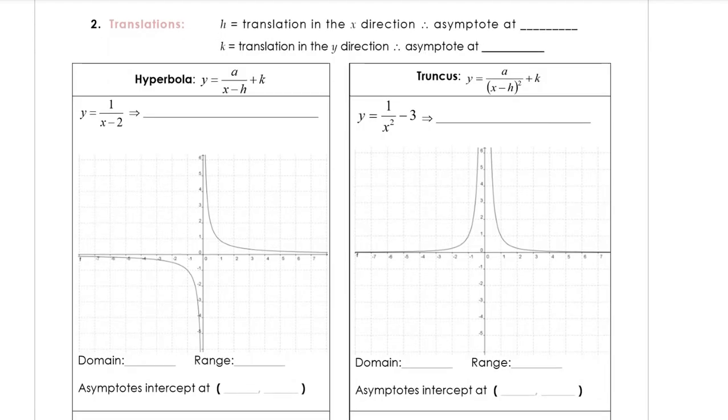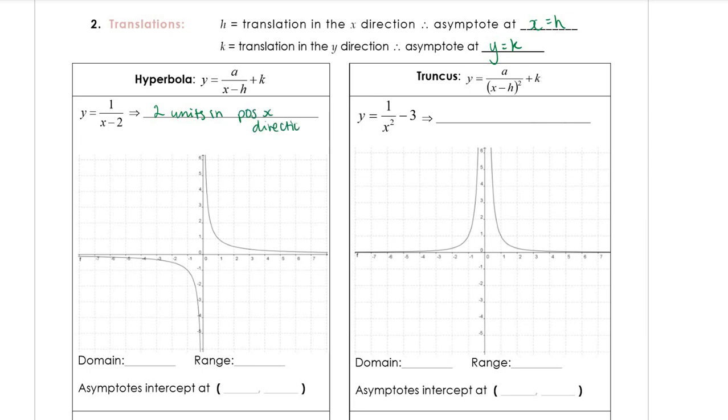Now, another thing that we can apply to truncus and hyperbolic graphs is a translation. Okay, now the translation does the same thing in these as it does in things like your quadratics, with h translating your x and k translating your y. So our asymptotes are going to occur at x equals h, because we cannot have the denominator equal to 0. And then our y is going to occur at y equals k, because we can't make that whole fraction equal 0.